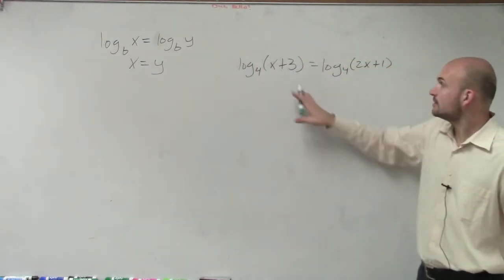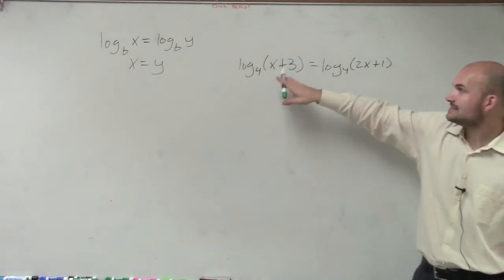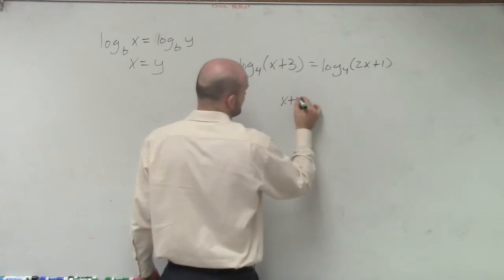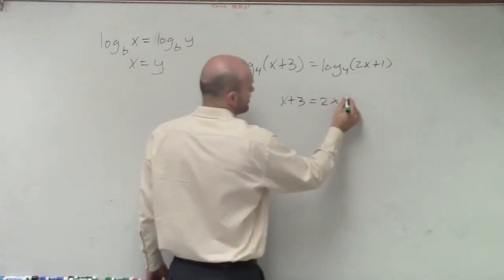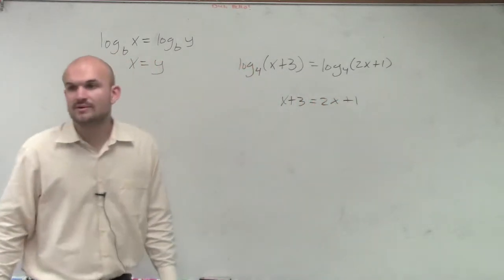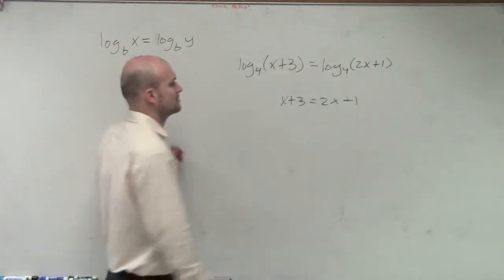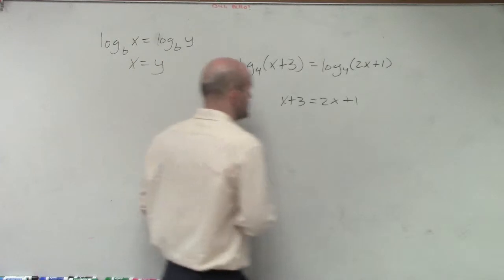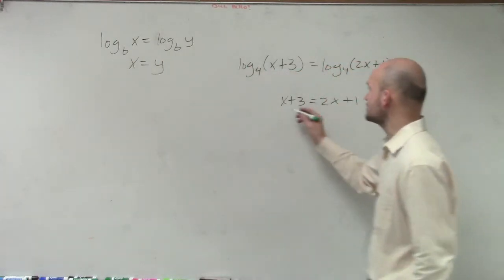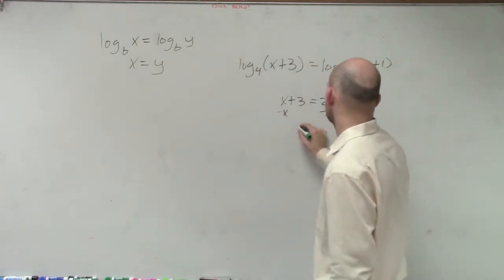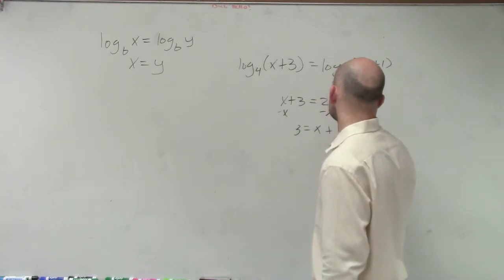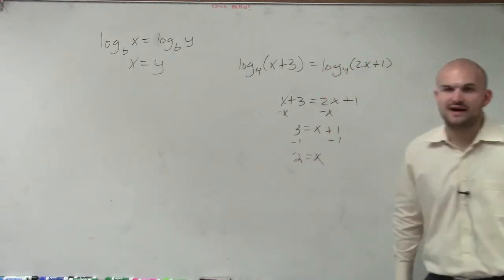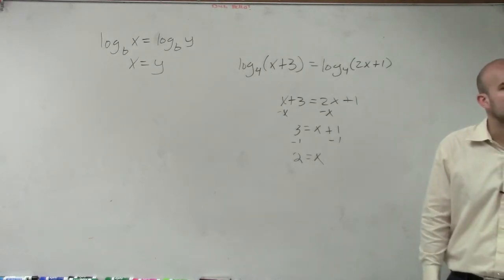So now we know that these both have the same bases, right? So we can just state that x plus 3 is equal to 2x plus 1. Now we just need to simply solve for x. Subtract x, so 3 equals x plus 1. Therefore, the value of x has to equal 2. Everybody cool with that?